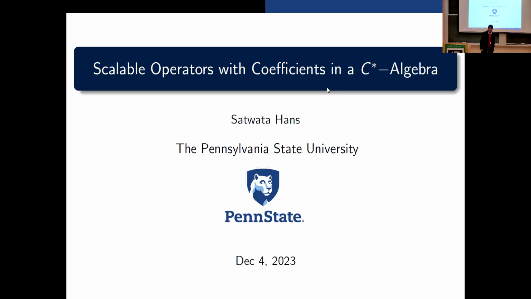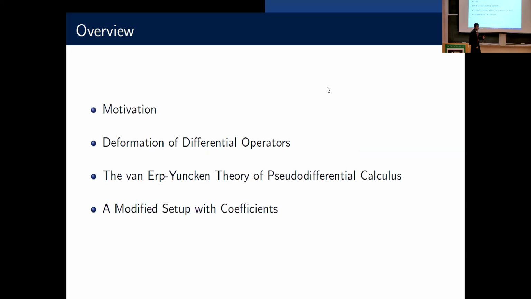I am Satwata, and thank you for the opportunity to give a talk here at the Fields Institute. So today I'll be speaking on scalable operators with coefficients in a C-star algebra. What I'll be talking about is this new modern theory of pseudo-differential calculus due to Eric Van Erp and Robert Yanken. This is a more geometric approach to pseudo-differential operator theory. And at a later point, we'll talk about how we have extended this to a setup with operators with coefficients.